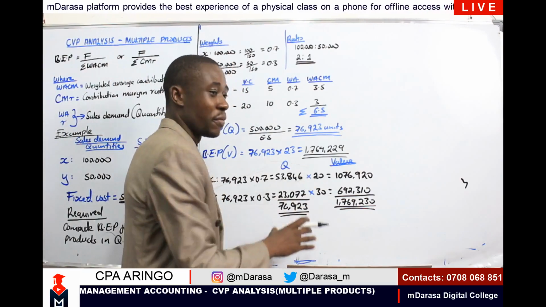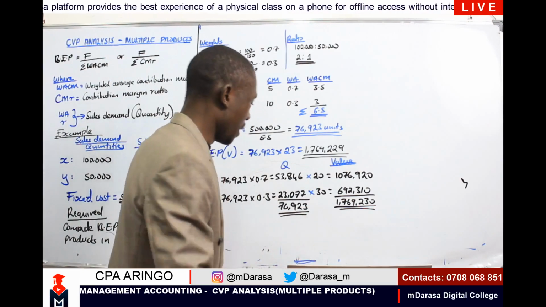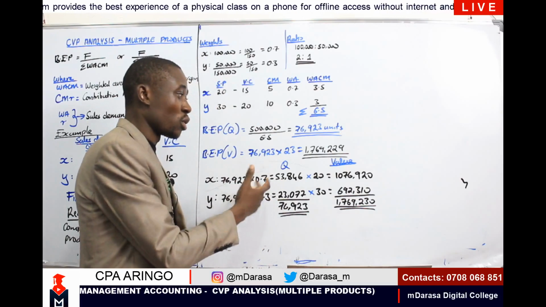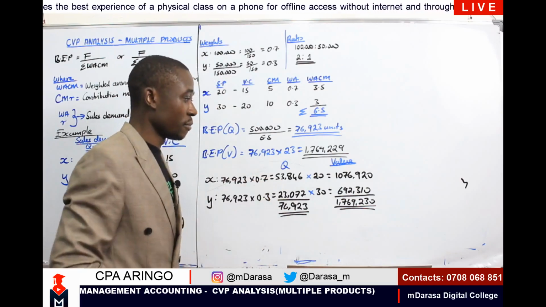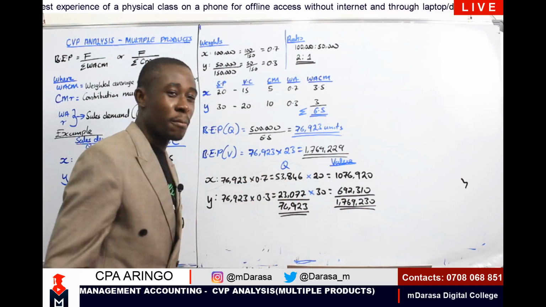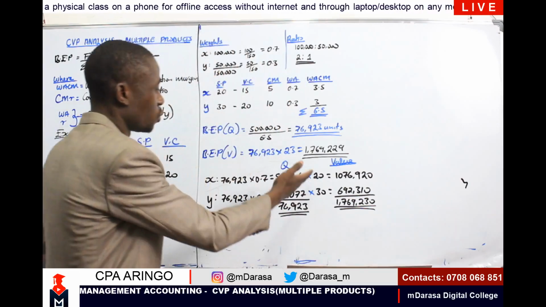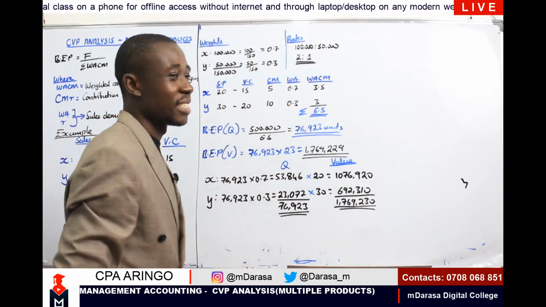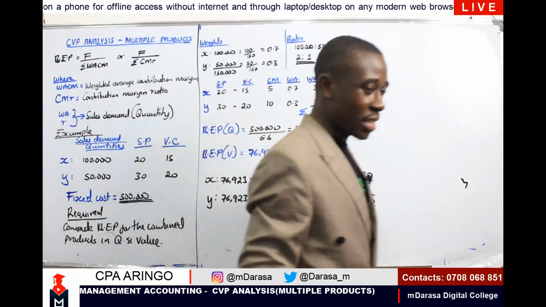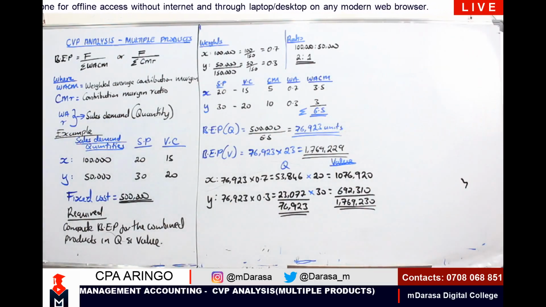So in this event where I was required to determine for each product, both in quantity and in value, this is how to do it. If you are just required to determine for the combined, this is how you're supposed to do it. So in this case, we've used our weights.